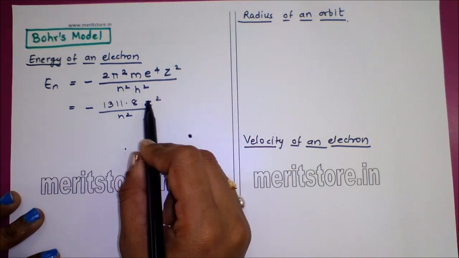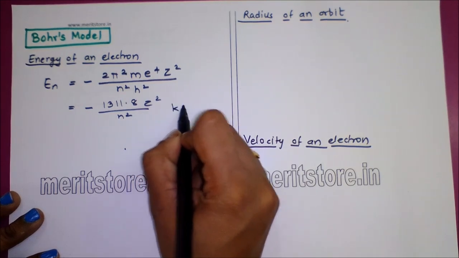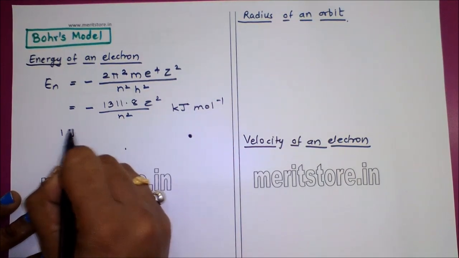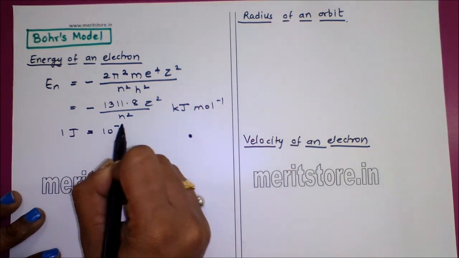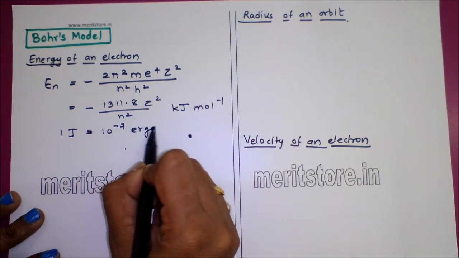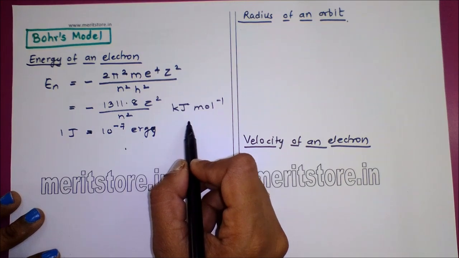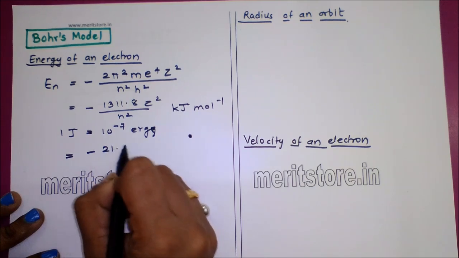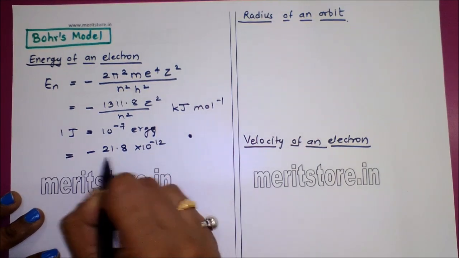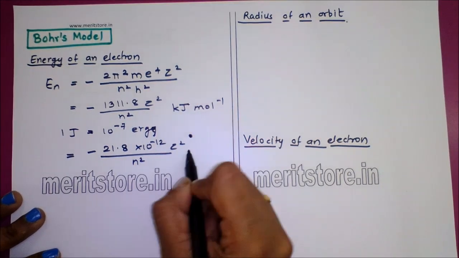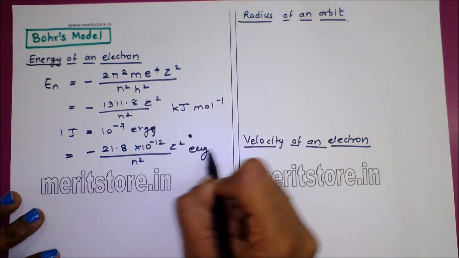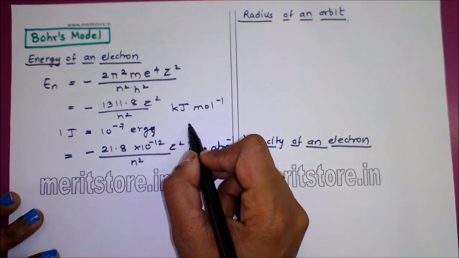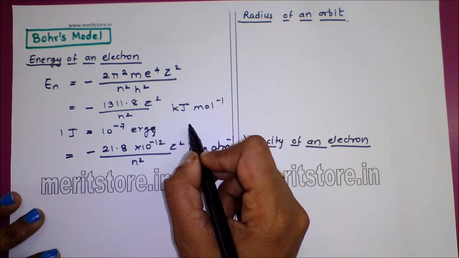So we can use this formula in order to calculate the energy in terms of kilojoule per mole. We also know that 1 joule is equal to 10 raised to minus 7 erg. So we can convert this particular kilojoule value into the erg value. We get the answer as minus 21.8 into 10 raised to minus 12 Z square upon n square. This answer will be in erg, but I am writing this as per atom because this was per mole. So this is being divided by Avogadro's number, 6.023 into 10 raised to 23.